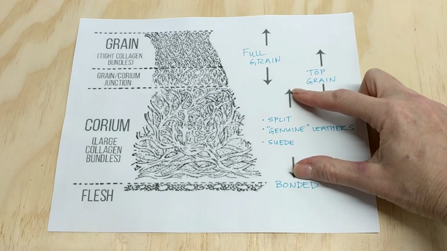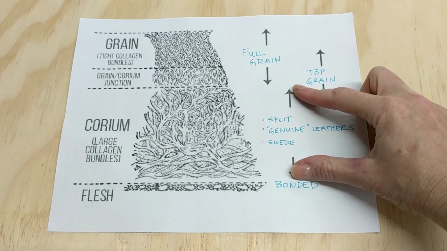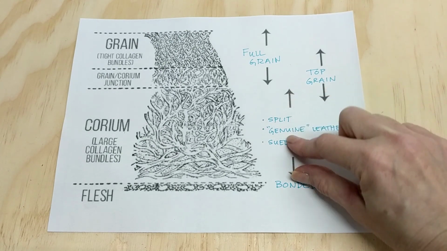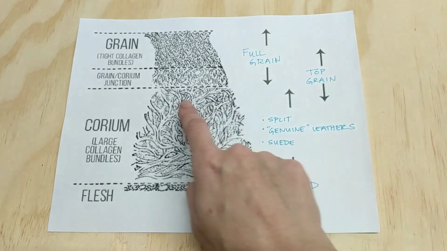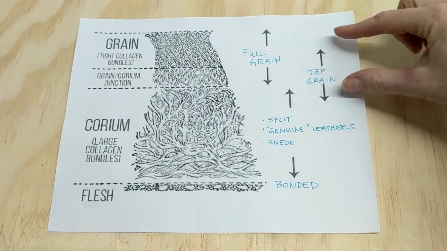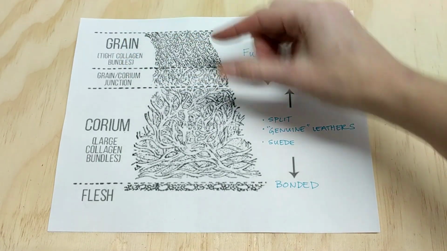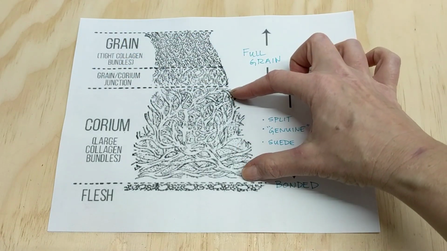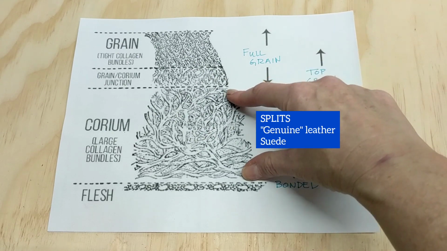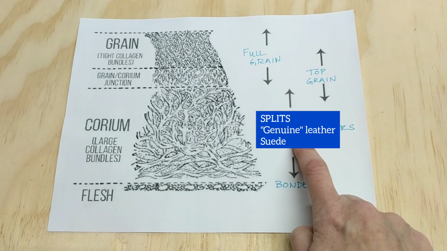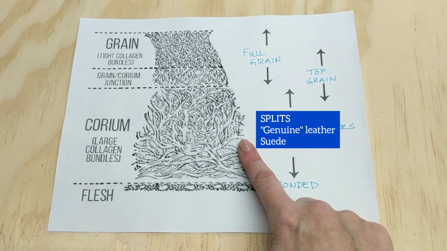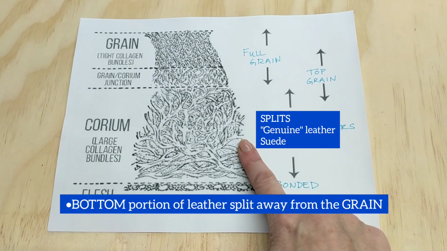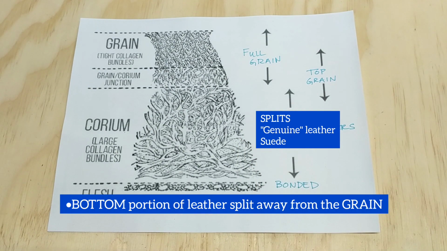Then we're moving down here to the next category, which is the bottom part of the leather being split away from the grain. So essentially, after they take the full grain and the top grain away, so this is all gone, then what they're left with is what we call splits. Often this area of the hide is called genuine leather. Suede also comes from this section of the leather. Again, it's the bottom part of the leather split away from the grain.